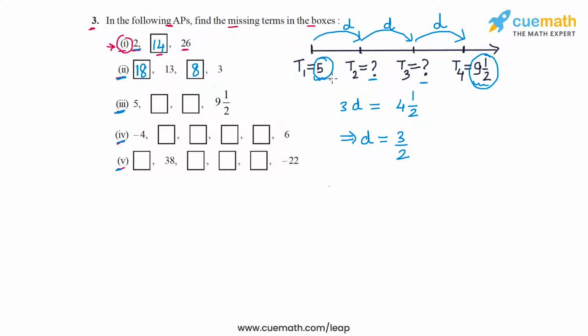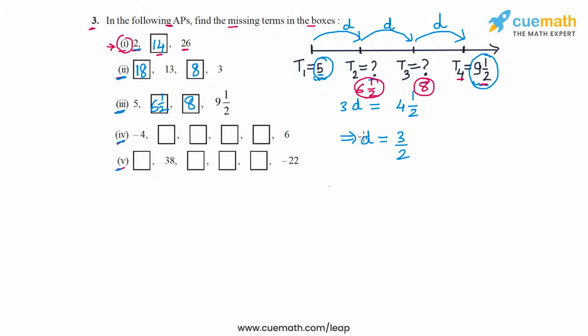So now that we found d, the second term is simply 5 plus d. So 5 plus 1.5 is 6.5. So let me write it in a different color. So t2 is 6.5, and then t3 is 6.5 plus d again. So that is equal to 8. And then t4 is of course given to us as 9.5. So the second and third terms of this AP are 6.5 and 8. So let's write this answer. So the second term is 6.5 and the third term is 8. And that solves part 3.